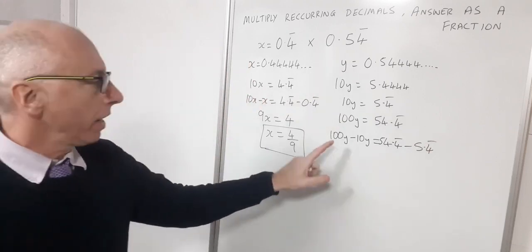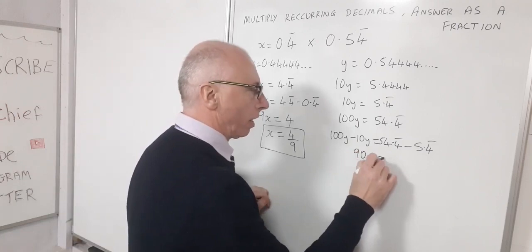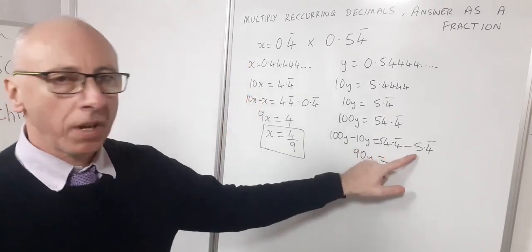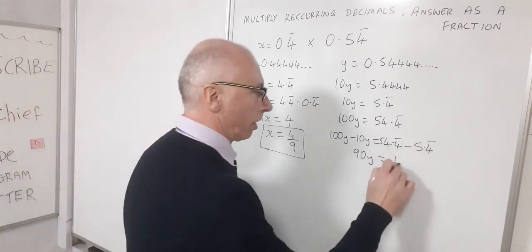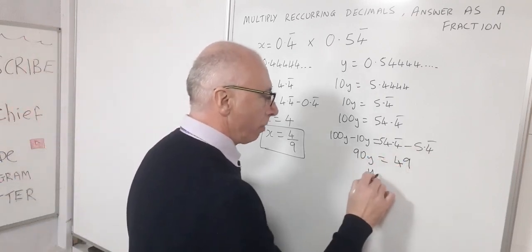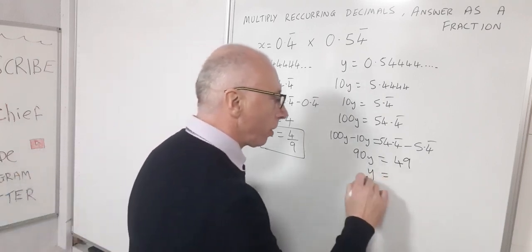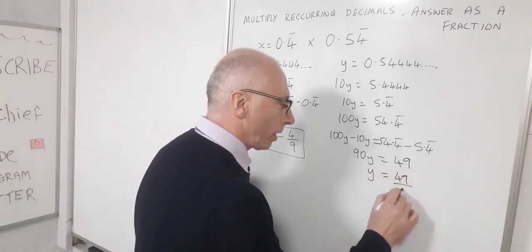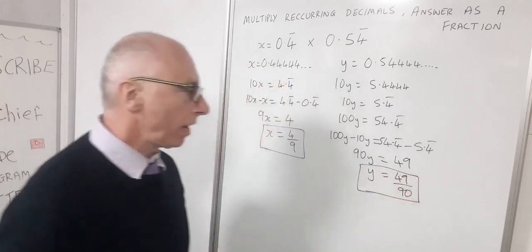So now simplifying this, 100y minus 10y is 90y. And then 54 minus 5 is 49. And the recurrings will now cancel out. So now I'm just simplifying off, divide both sides by 90, so y equals 49 over 90. So I can't simplify that off anymore.